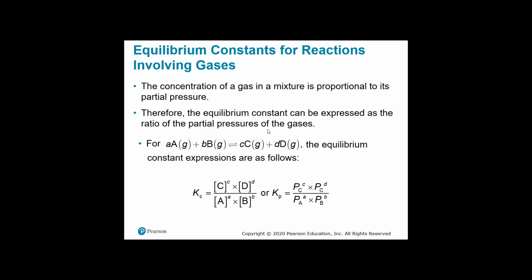Okay, so we're going to look at equilibrium constants for gaseous reactions by looking at the partial pressures of a particular gas in that reaction. By looking at the partial pressure, it's also proportional to its concentration. So we're going to move off concentration and start looking at partial pressure.